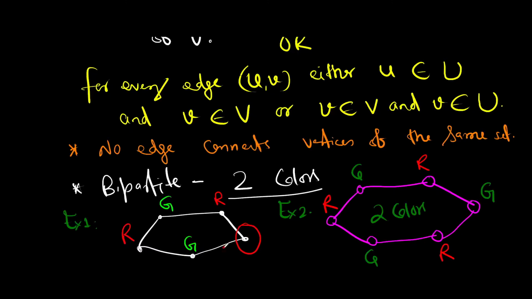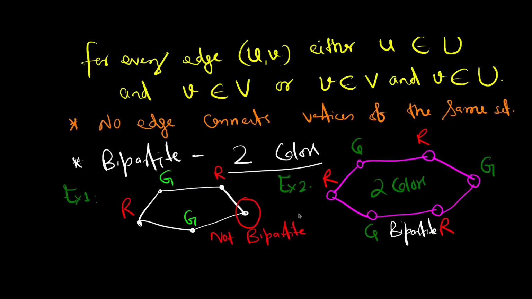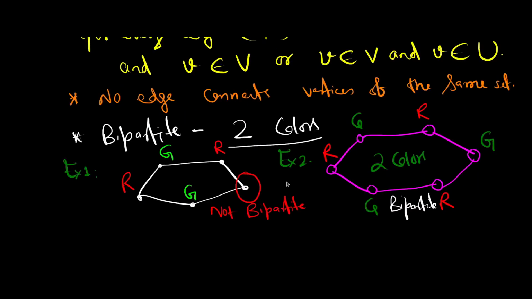And this graph is not bipartite, but this particular graph is bipartite. Clear? There is one more point. If you see these two graphs, you will find that here we have an odd cycle graph with 1, 2, 3, 4 and 5. So this is an odd cycle graph, and this one is 1, 2, 3, 4, 5 and 6. Here we have a cycle but it is not an odd cycle graph.